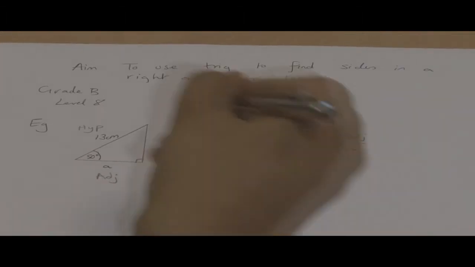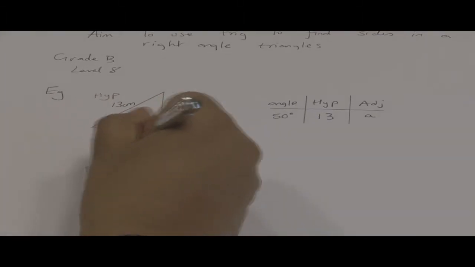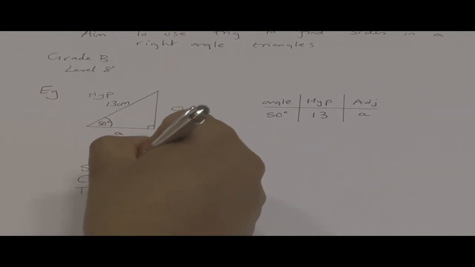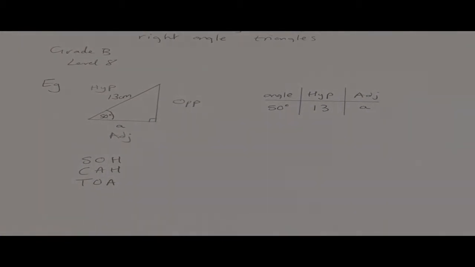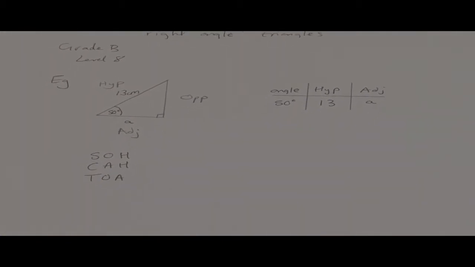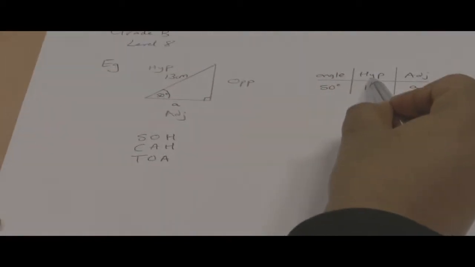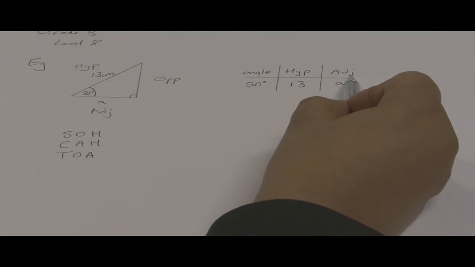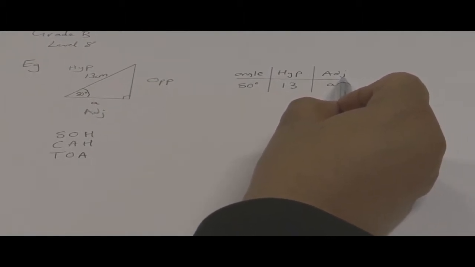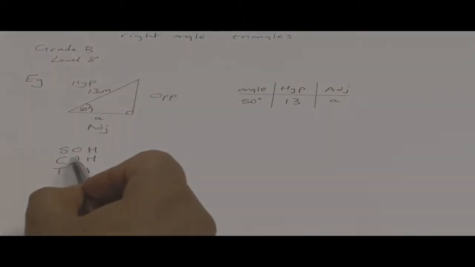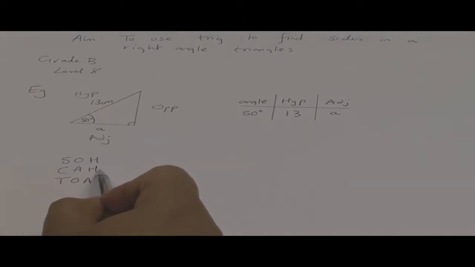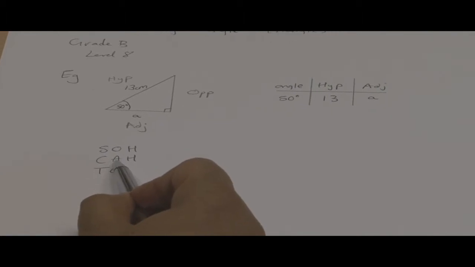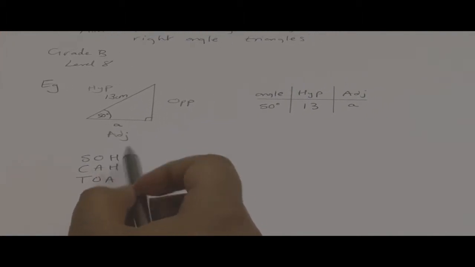Then we use our SOHCAHTOA to work out which formula we're going to be using. We've got the hypotenuse and the adjacent. The one that uses the hypotenuse and the adjacent here is the cos. That's the trig ratio we'll be using.